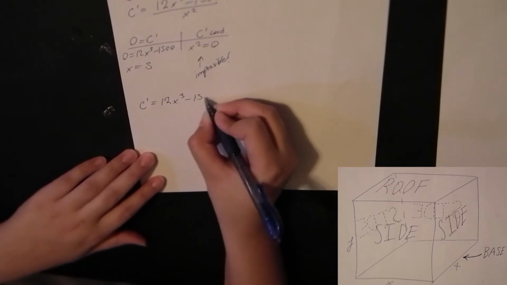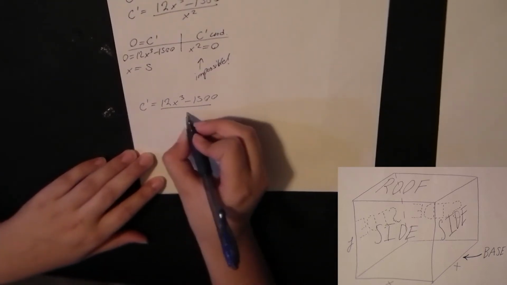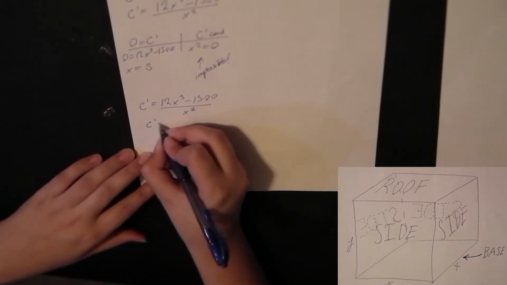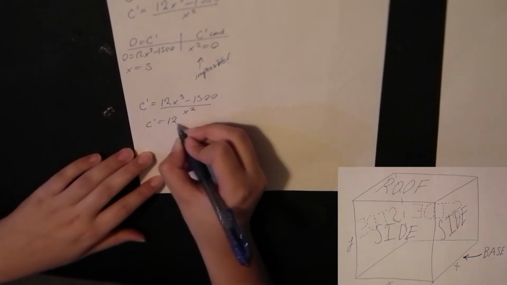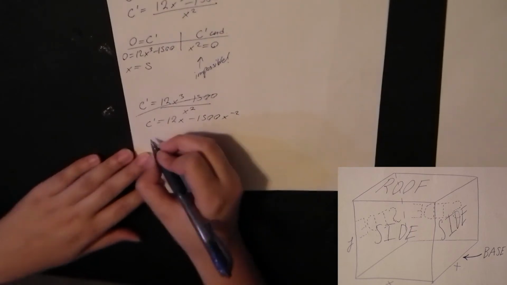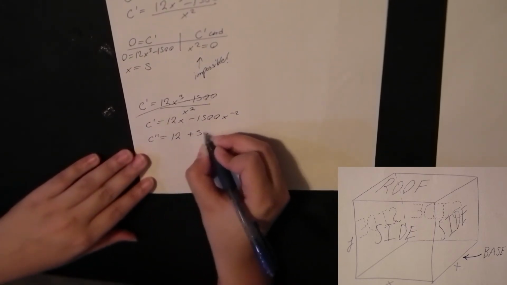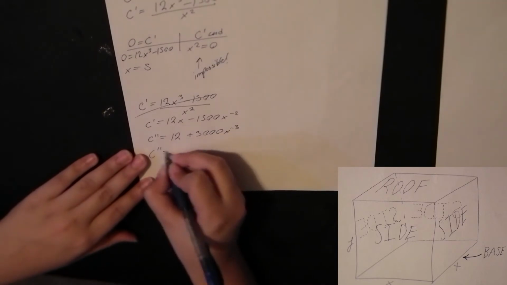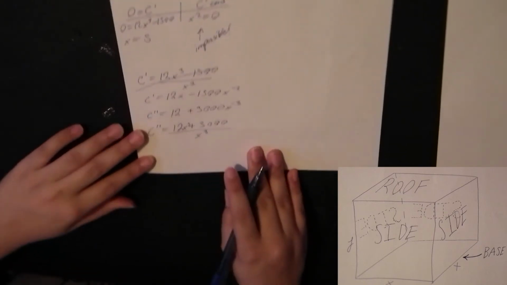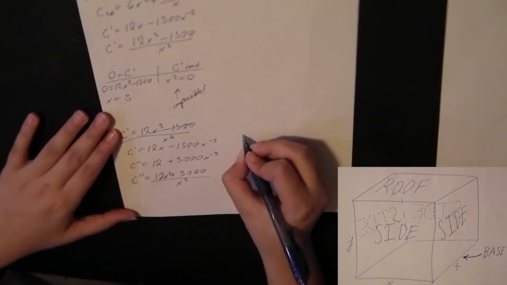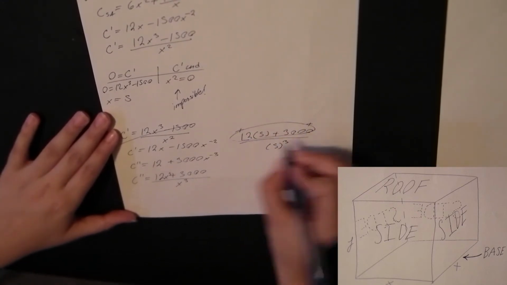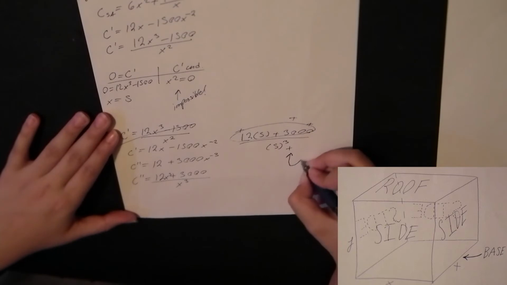Next, find the second derivative to prove that the critical point that you found, in this case x equals 5, is indeed a minimum or a maximum. In this case, it would need to be a minimum because we're trying to make the cheapest batting cage. Once I solve for this, I plug in the critical point that I had found earlier, which is x equals 5, and prove that all of it is positive, which indicates that the function is concave up, meaning that this is a minimum point.